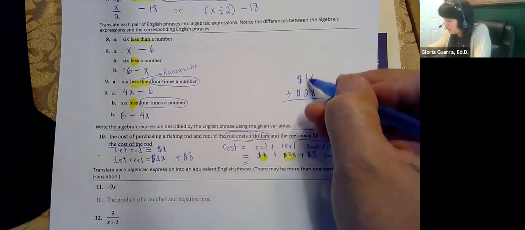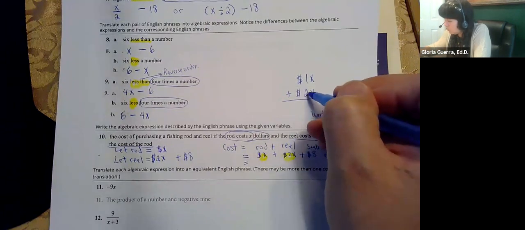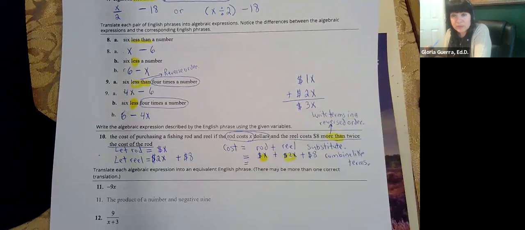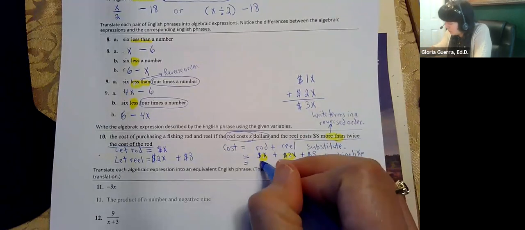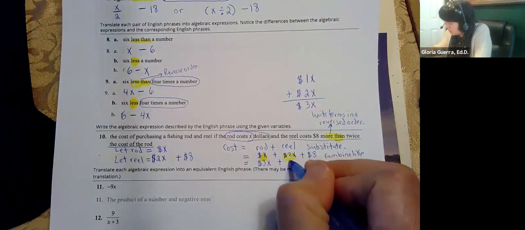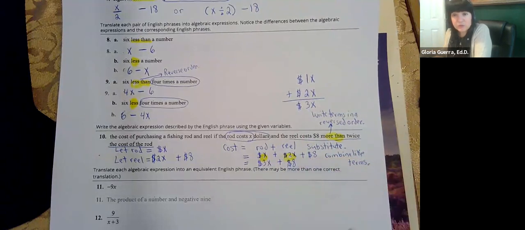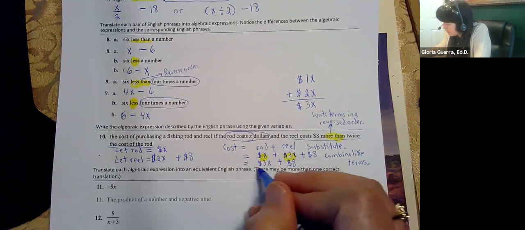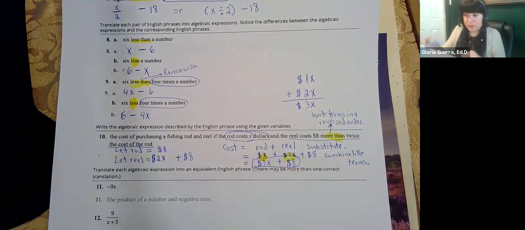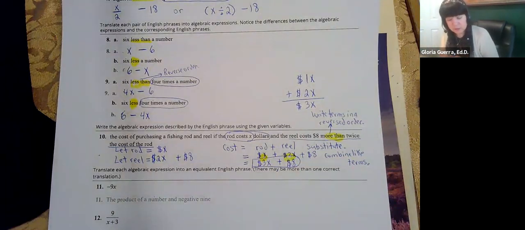Okay, but then when we add this up, 1 plus 2, that gives a total of 3 x's. So this gives us 3x plus that $8. Okay, and then that's it. After you get that, I would say that would be your answer, and that's how you do that problem.